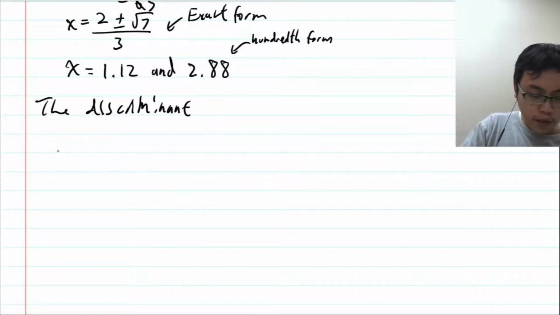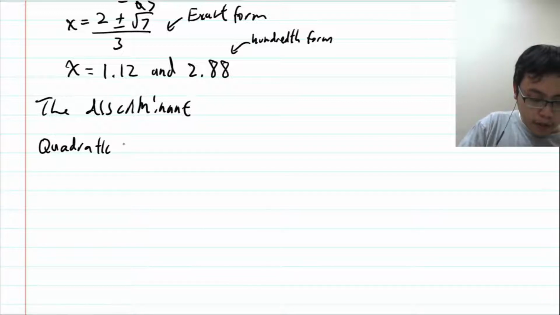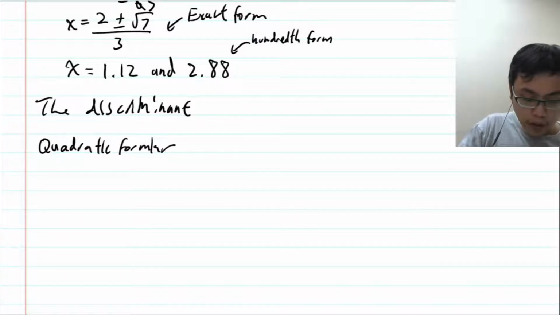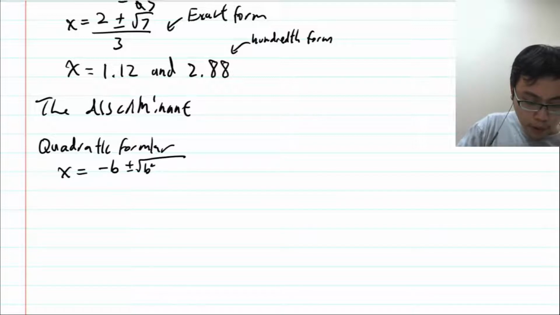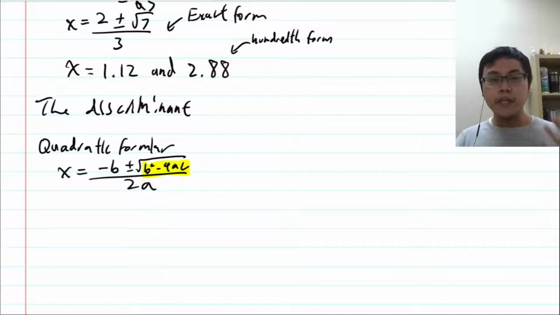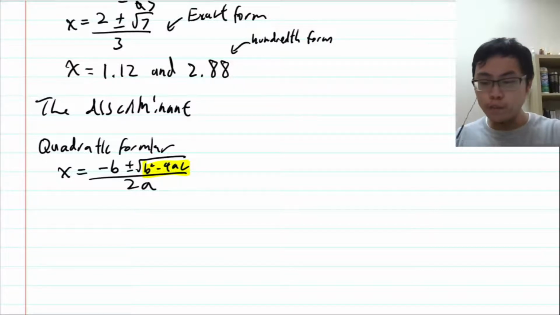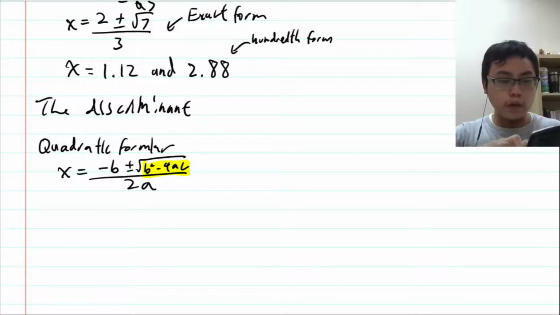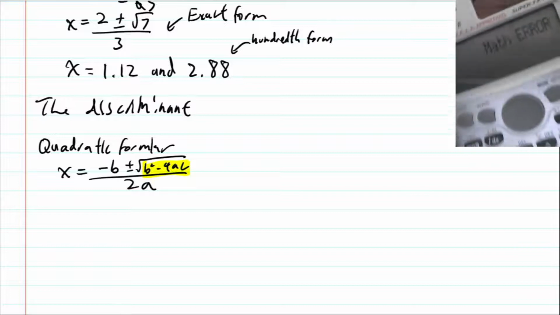Okay, so let's look again at the quadratic formula. That is x equals negative b plus or minus square root of b squared minus 4ac all over 2a. The discriminant will be the thing inside of here. Now, why is it the thing inside of the square root? Because we cannot have a negative square root, okay? If you try to put in the square root of a negative number, square root of negative 4, for example, and you press enter, you would get a math error, okay?